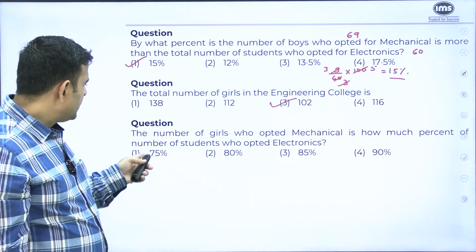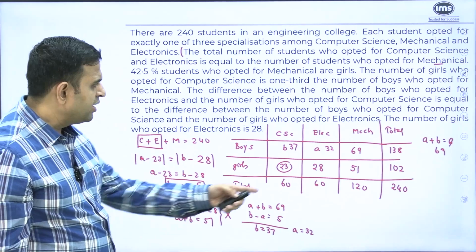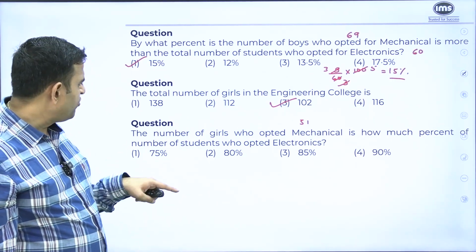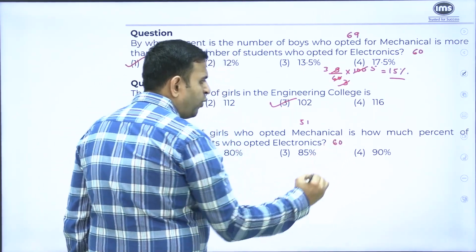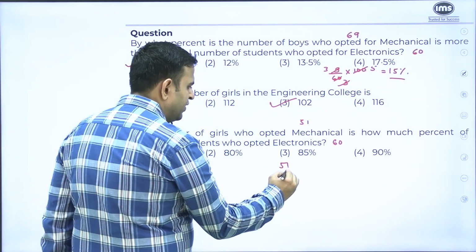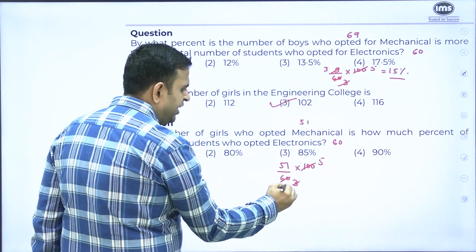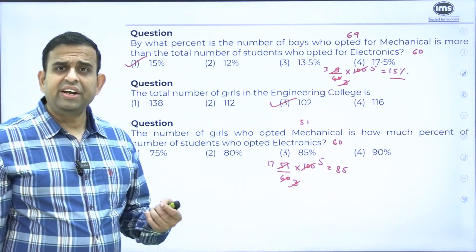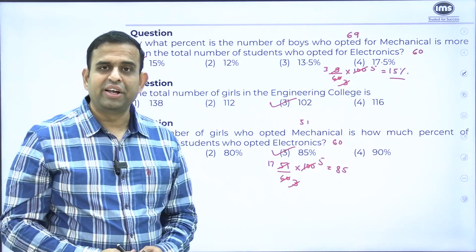And what about the last one? The number of girls who opted for mechanical. First of all, girls who opted for mechanical are 51. Is how much percentage of the number of students who opted for electronics? The same base happens to be 60. So now we want to know basically 51 is what percentage of 60. So simple calculation, 51 over 60 into 100, which becomes 85. So 51 basically is 85 percent of the number 60. Hence option number 3 is the answer for this particular question.